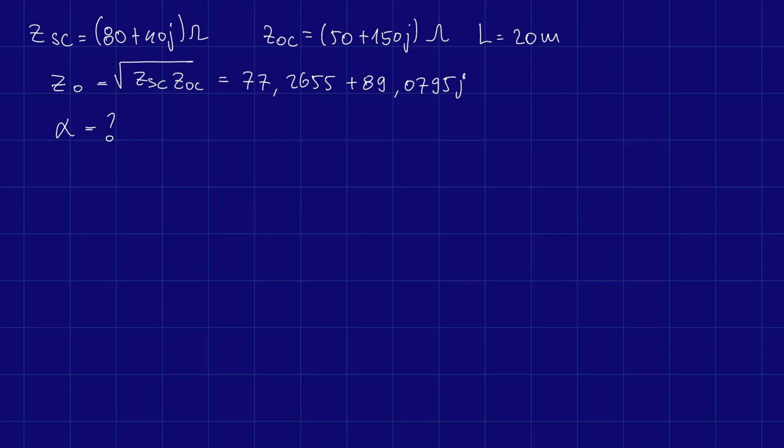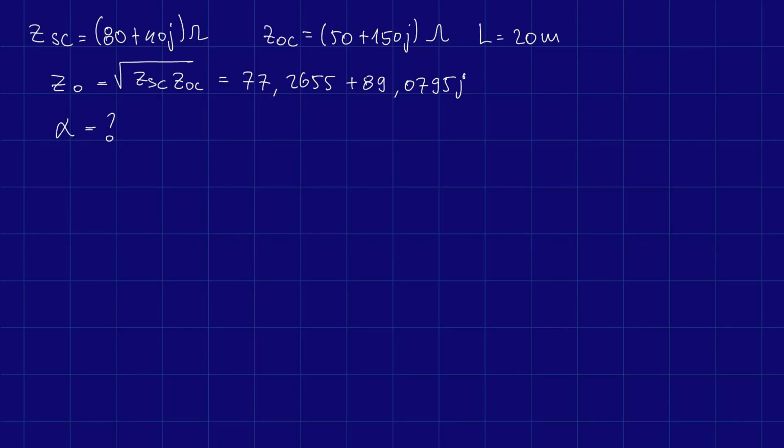In this video, we're going to be talking about how to find the attenuation constant alpha, given the open and short circuit impedances, and also given the characteristic impedance Z0 of the transmission line, which we found in part 1 of this video. So make sure to check that out if you want.